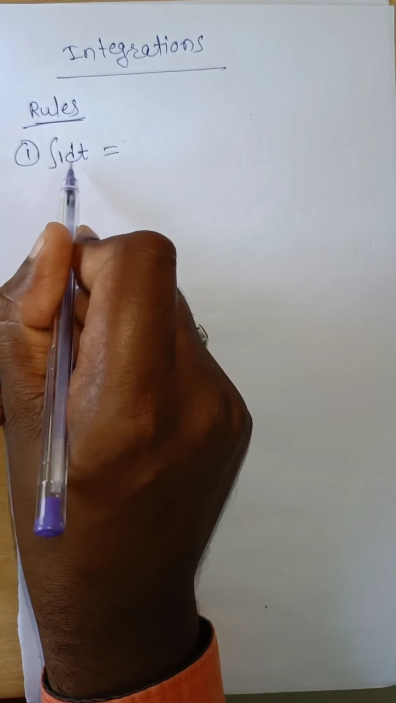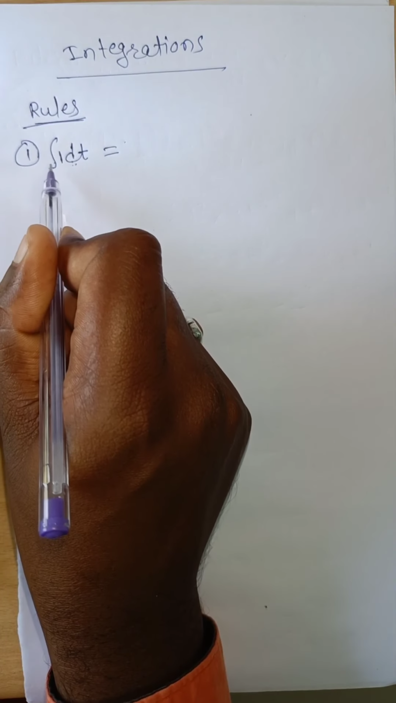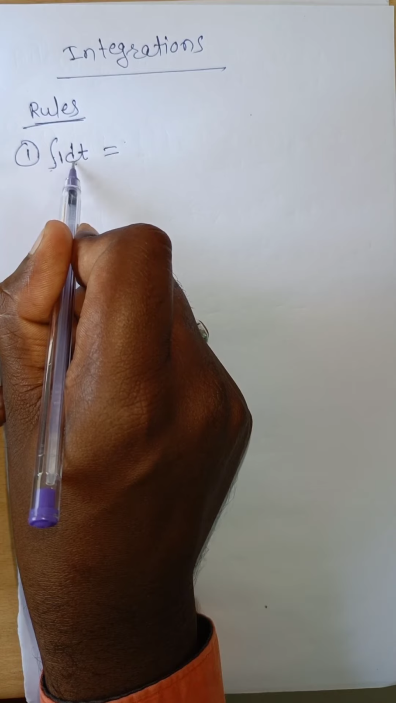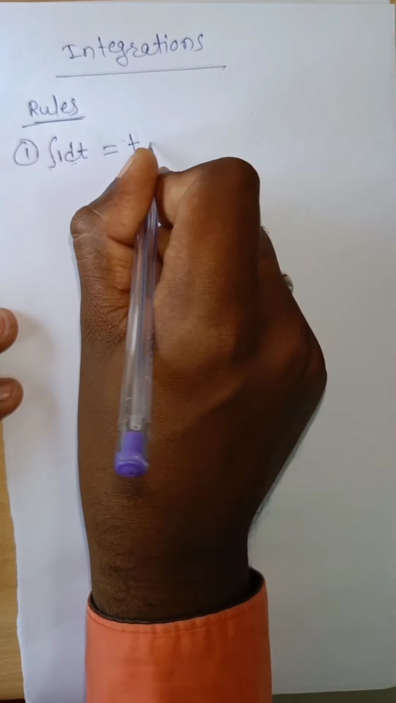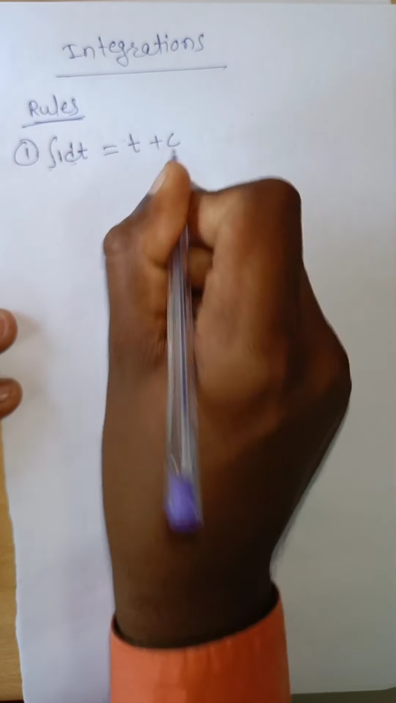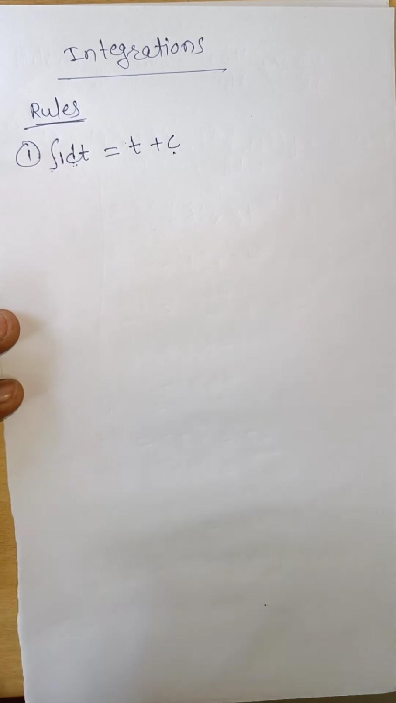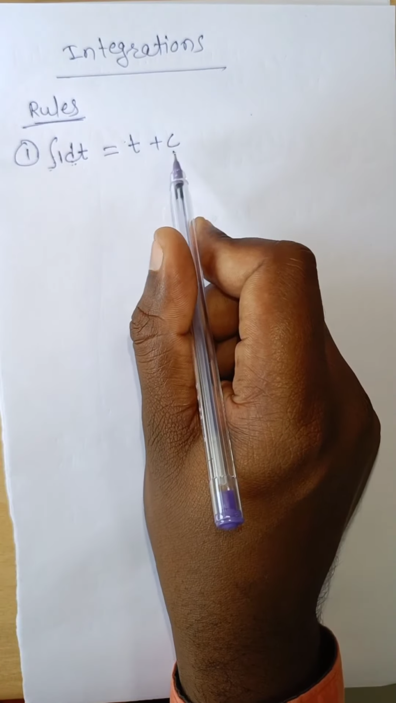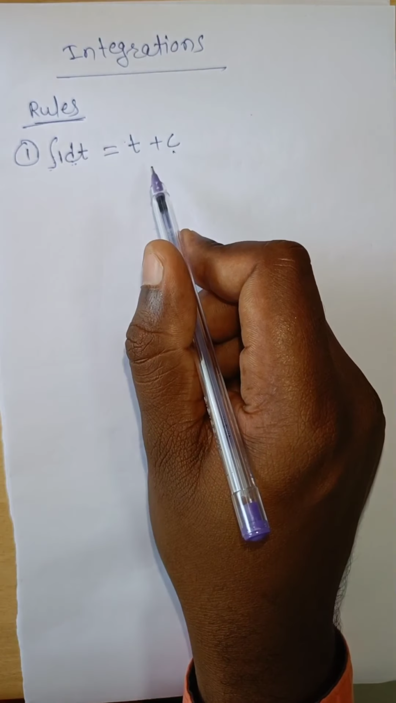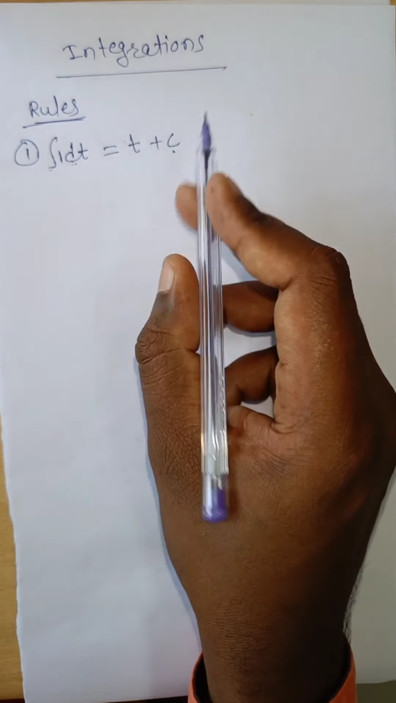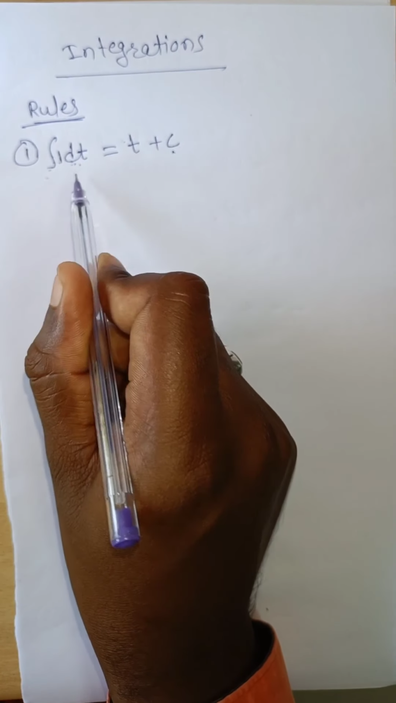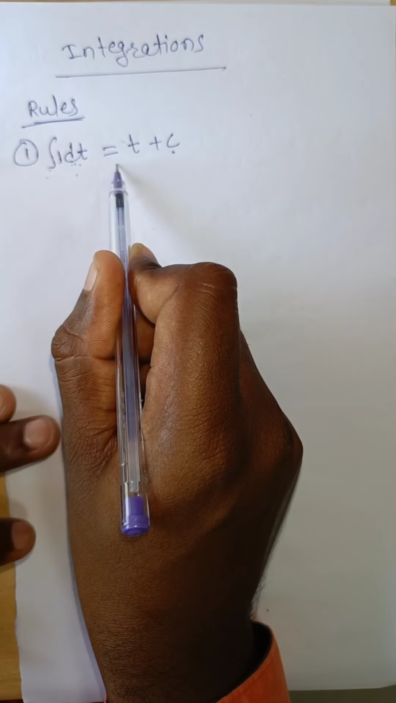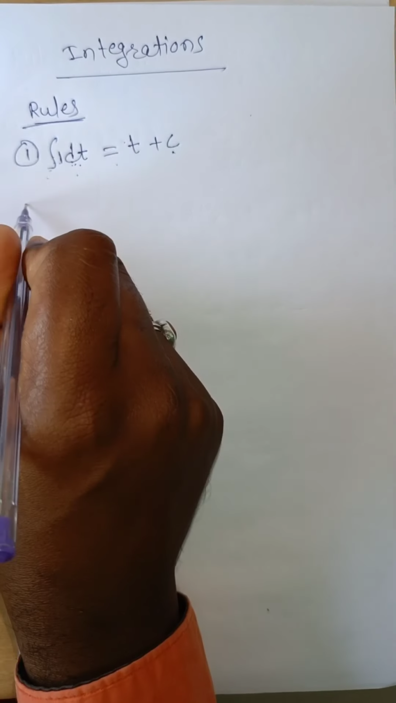In that case, integration and differentiation are opposite to each other, therefore they cancel, and only t remains, that is t plus c, where c is some constant. Whenever we do integration, we have to write c. That is one of the basic rules: integration of 1 into dt, or direct integration of dt, is t plus some constant c.